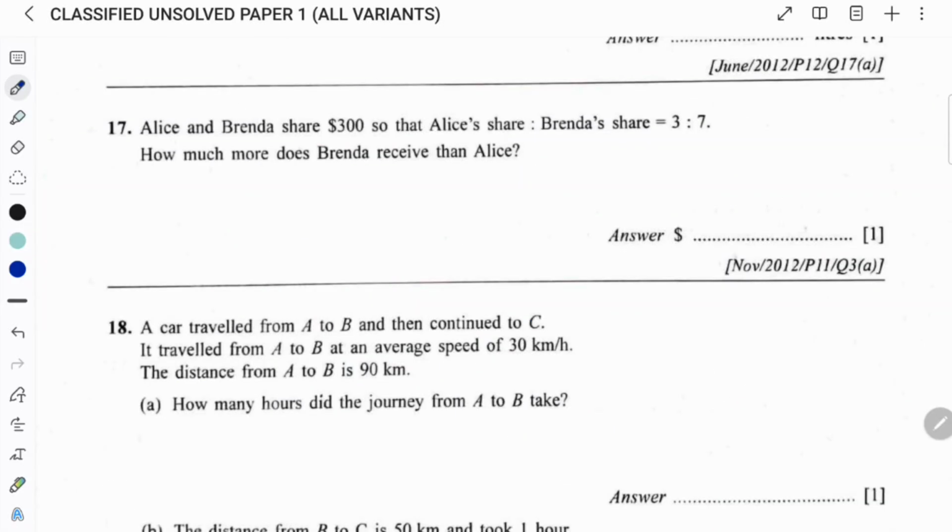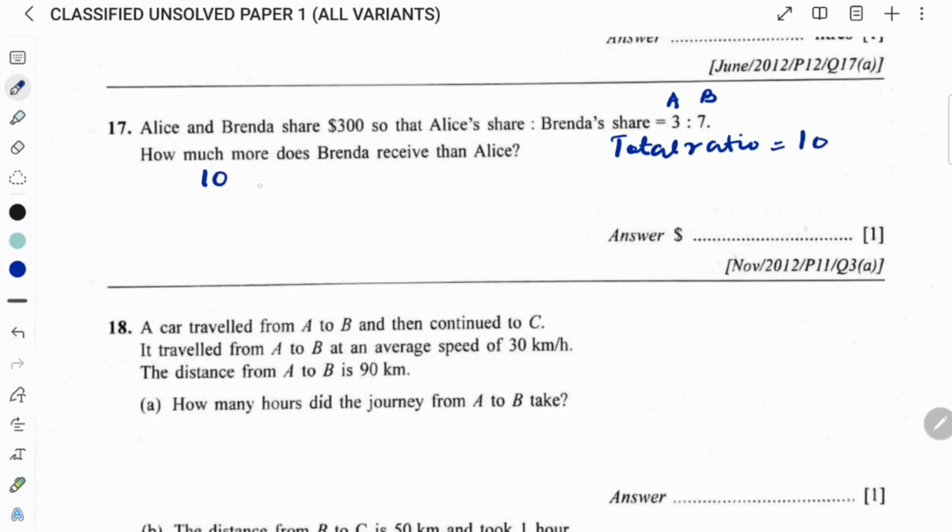Now in question 17, Alice and Brenda share $300 as the total. They are all the same type of question, so that's good practice for you. This is how much more Brenda receives than Alice. So we'll have to find the difference also. 300 is the total, so the total ratio is 10.